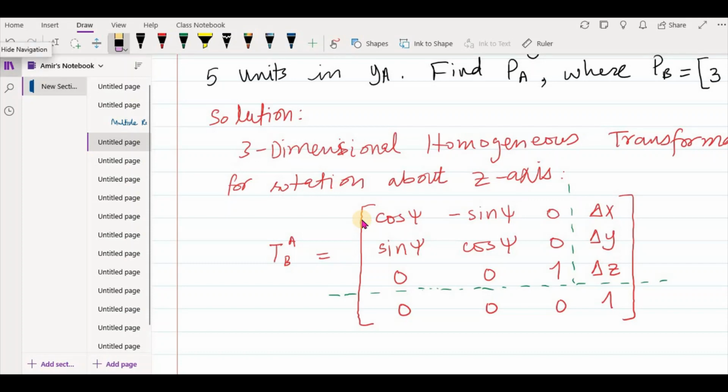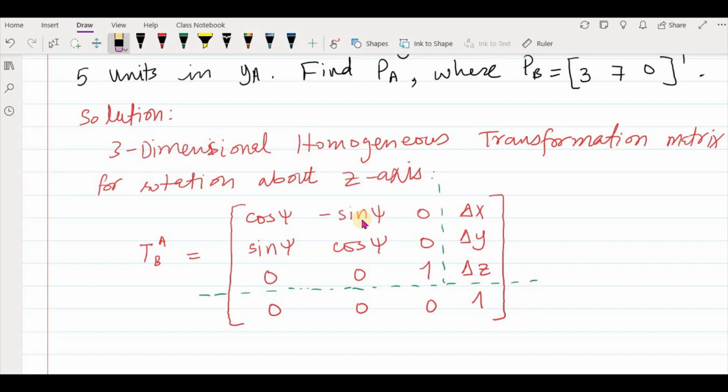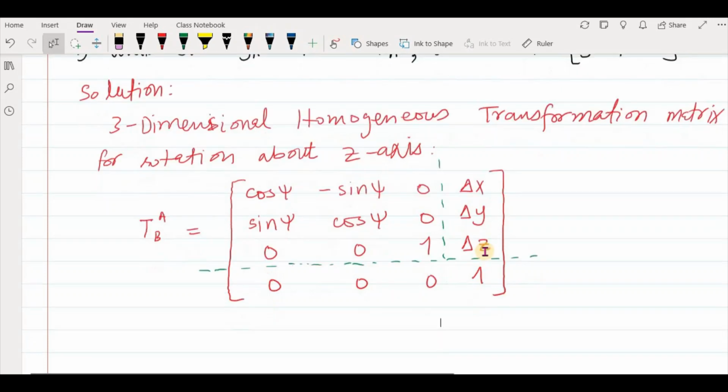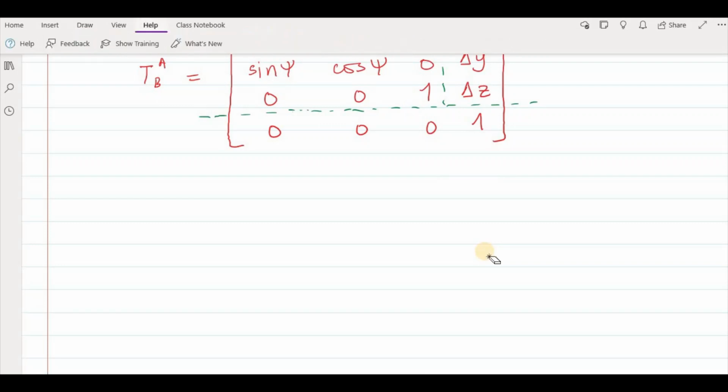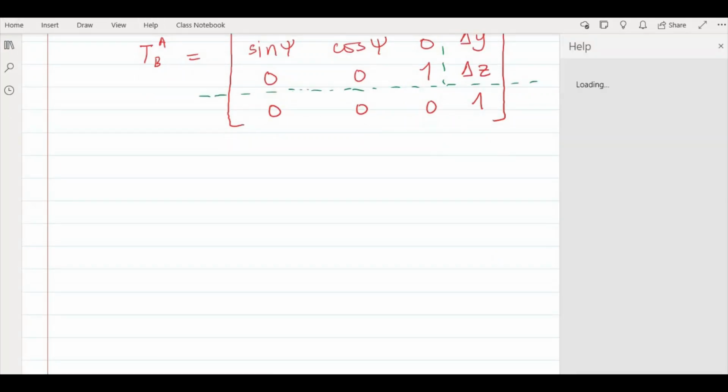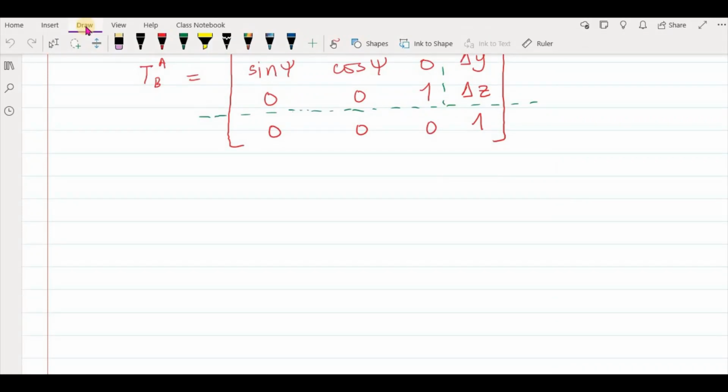So now you have this transformation matrix, and you just have to put values here, and you have to multiply it with some vector also, because you're doing the transformation from B to A. So let's see. You remember that when we want to transform one frame to another, you need to multiply your frame. So just put the values here.